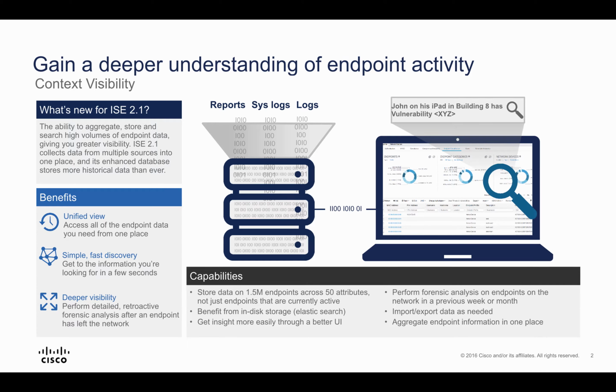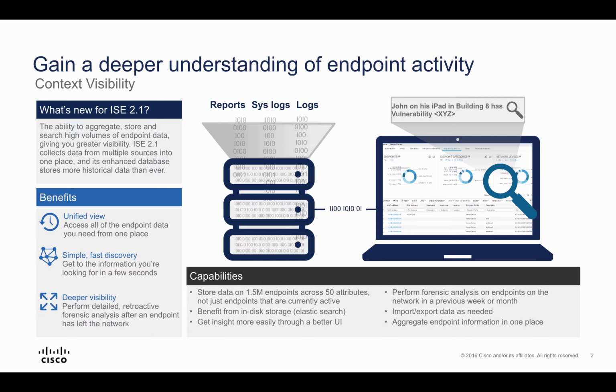visibility. ISE 2.1 gathers data from multiple sources into one place, and its enhanced database stores more historical data than ever. With ISE 2.0, you could store 1 million endpoints with 15 attributes. With ISE 2.1, you can now store data on 1.5 million endpoints, each with 50 attributes, meaning you get a much deeper level of insight and can use ISE data in more scenarios.